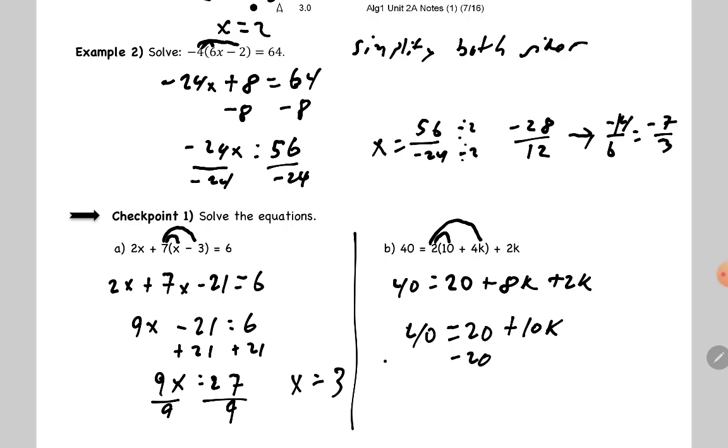Subtract 20. And we'll get 20 equals 10k. Divide by 10. k equals 2. All right, next page.